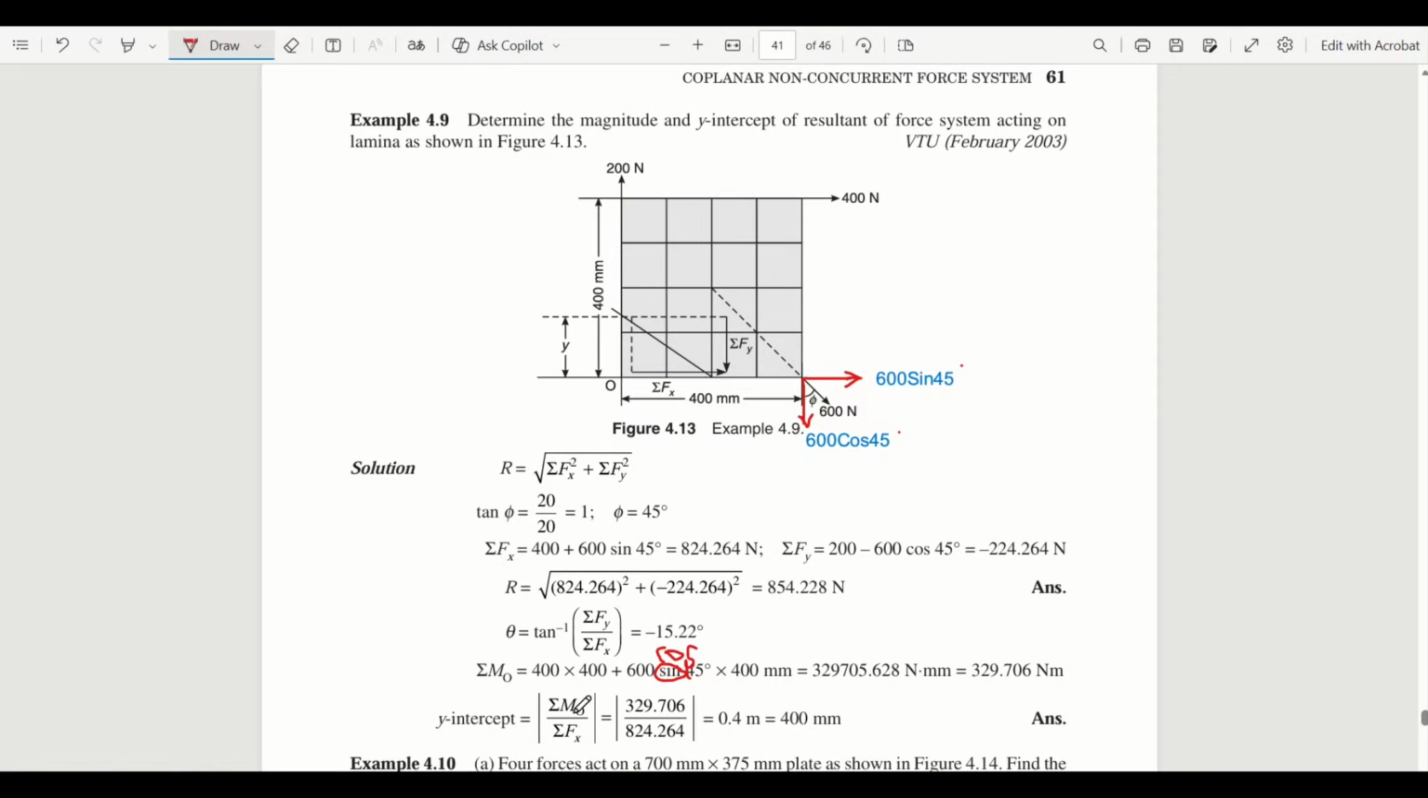For the y-intercept, what is the formula? Sigma moment by sigma Fx, not Fy, okay, Fx. So substitute the value 329.706, and what is the Fx value? 824.264. Substitute, and you will get 0.4, convert it into mm, otherwise you can directly keep this value if you want. So it will be 400 mm.